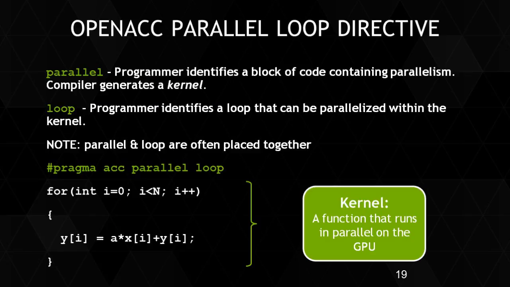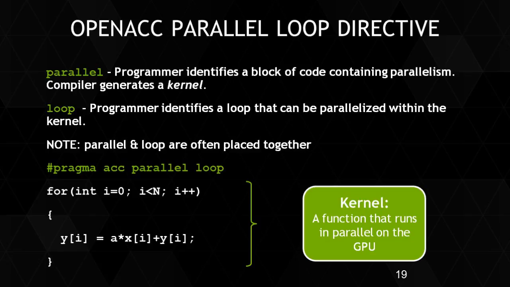So the first directive I want to introduce you to is the parallel loop directive. And it's actually two directives that are merged together. The parallel directive identifies a block of code that contains parallelism. And the compiler is going to look at that block of code, and it's going to generate what we call a compute kernel, where a kernel is a function that runs in parallel on the GPU. If you've done any CUDA programming, this term will be familiar to you. If you have not, then simply the meaning is the kernel is what we launch and run on the GPU. And lastly, the loop directive identifies that this is the loop that I want to be parallelized.